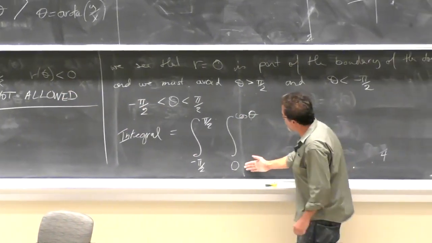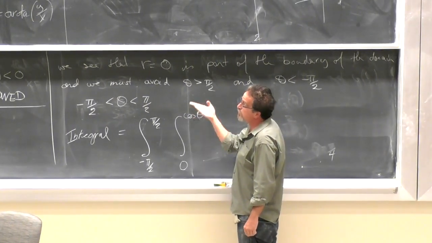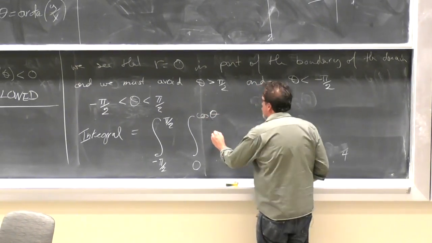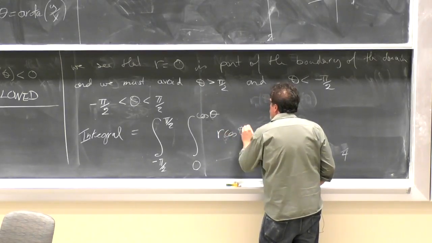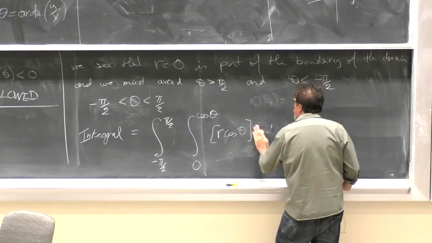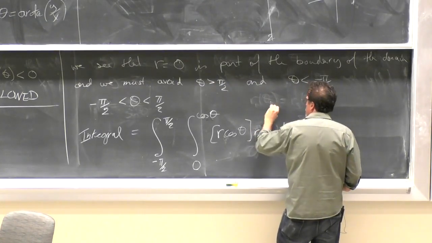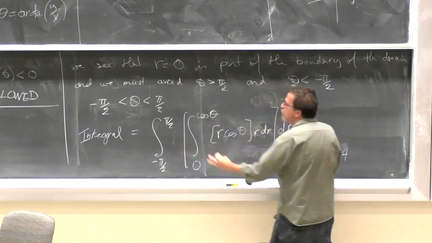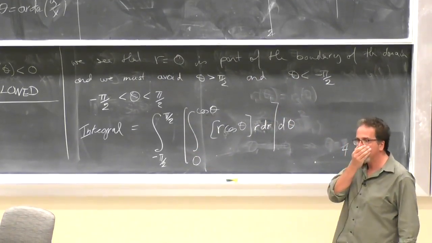So R min is 0. R max is the cosine of theta, which the problem gave me in the first place. And then, of course, x was R cosine theta. And then I have to integrate that times R dr d theta. So that is the numerator of the average I have to compute. Okay?